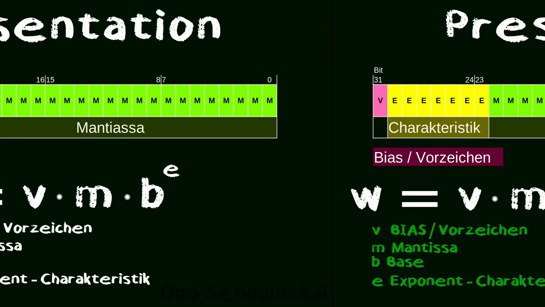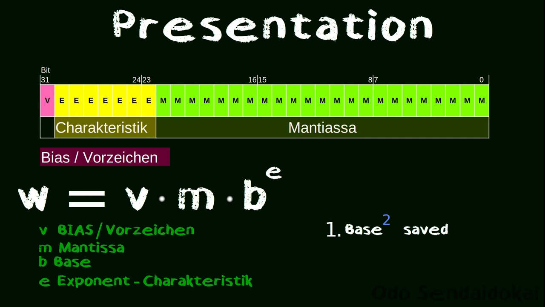Two things are extremely important to know here. Firstly, the base does not appear anywhere in this graphic. The reason for this is that the base in a computer is always 2. This is because a bit only has two states, namely 0 or 1, and the entire computer is based on this. Since this is always the case, it can simply be assumed and can therefore be ignored.